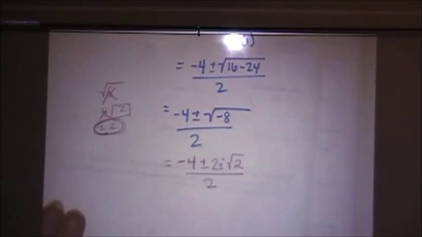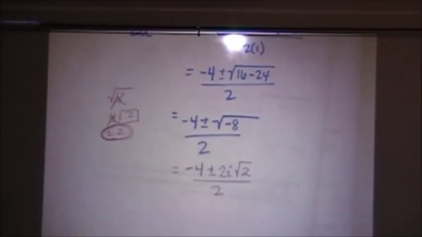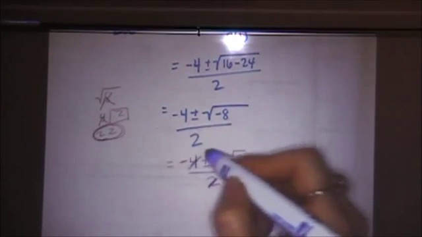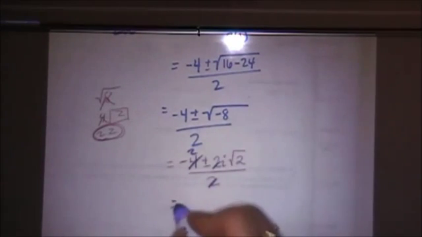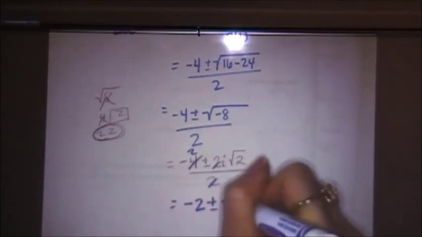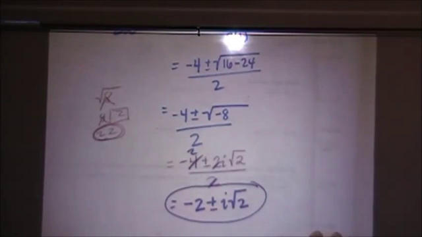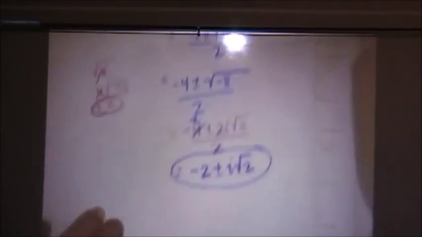Now one more issue and I'll be finished. I have a 4, a 2, and a 2 all on the outside, and they are all divisible by 2. So I'm going to go ahead and do that to simplify this. So I get negative 2 plus or minus i square root 2. Now this is actually 2 separate answers, and on the computer you have to type them in separately.